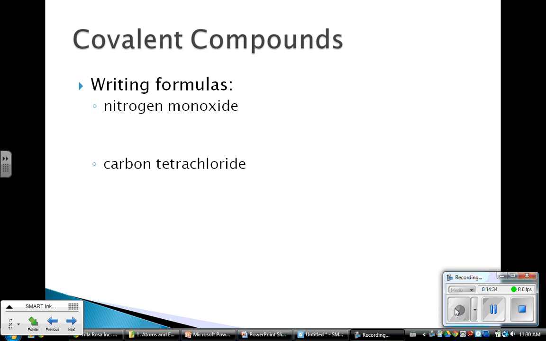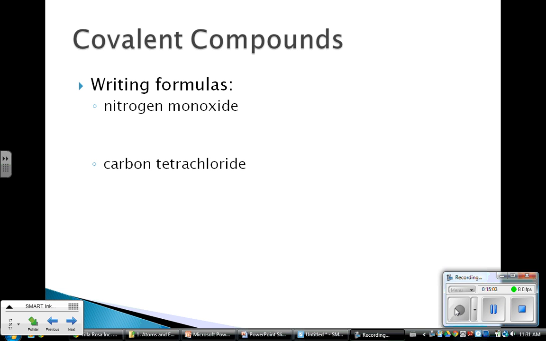All right, so for writing out the formulas, it's a lot easier with covalent because the names have the recipe in them. So in ionic, we had to do crisscross to figure out what the recipe was. For covalent, the names are right there. The recipe's right in there. Nitrogen monoxide. So 1 nitrogen, 1 oxygen, right? So what's the formula? NO.